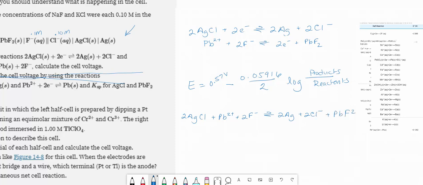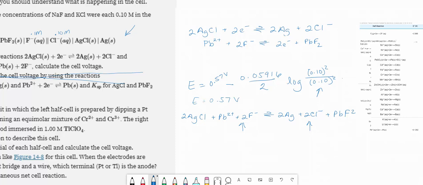So I need the concentration of the products. Well, the problem told us that both of our fluorine and our chlorine are going to be at 0.1. But in our balanced chemical equation, they are also both going to be squared. So I have 0.10 squared divided by 0.10 squared. And because this is a 1, the log of 1 is 0. So our E value is going to be 0.57 volts.